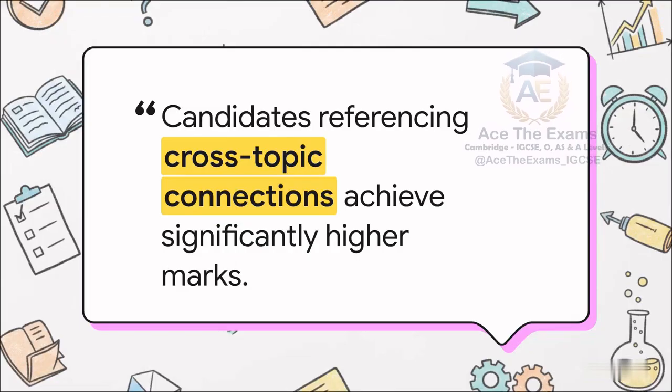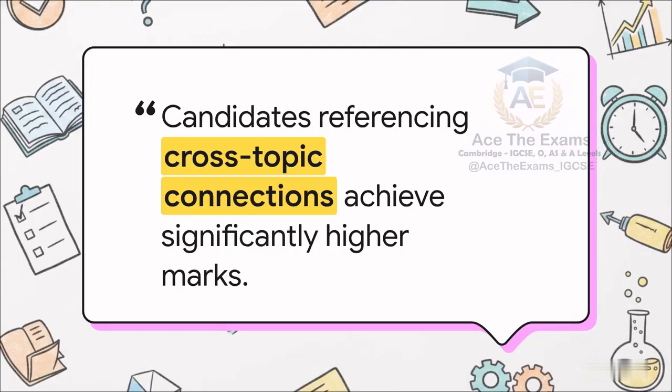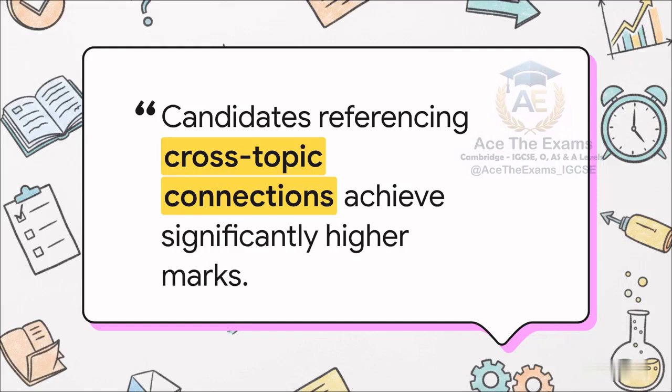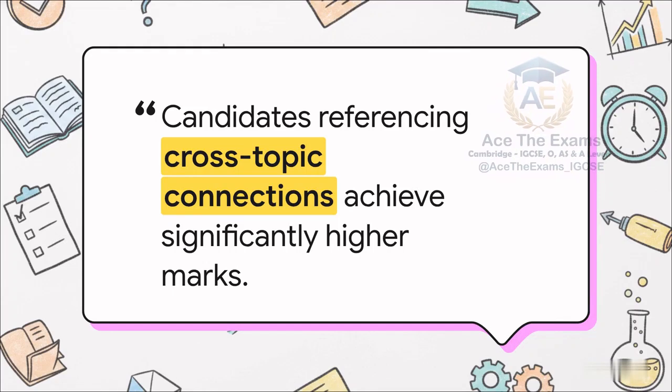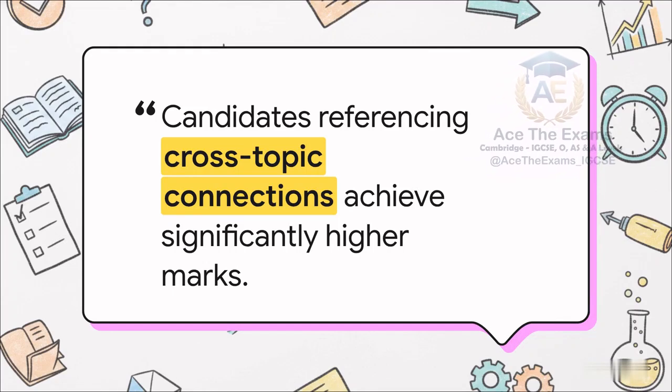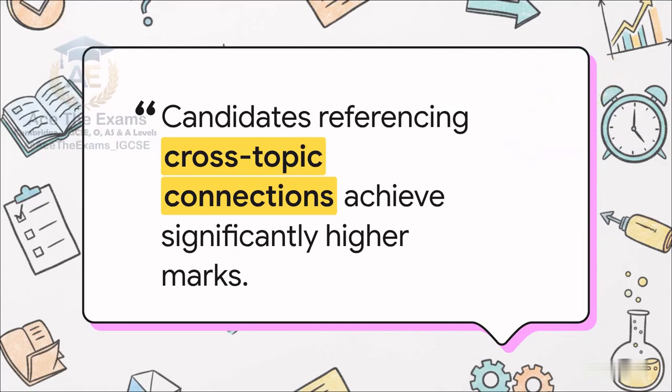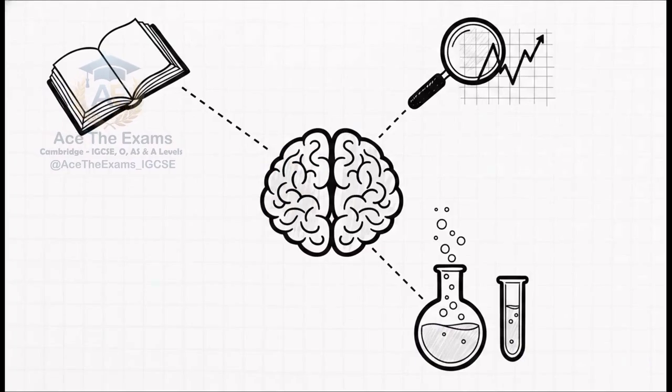Now, look at this quote straight from the principal examiner report. Candidates referencing cross-topic connections achieve significantly higher marks. This is a huge secret. You really can't treat topics like they just exist in a vacuum. You have got to connect buffers and pH changes to other biological systems you studied. You need to link them to precise definitions and clear causal relationships across the entire syllabus to lock in those top marks.